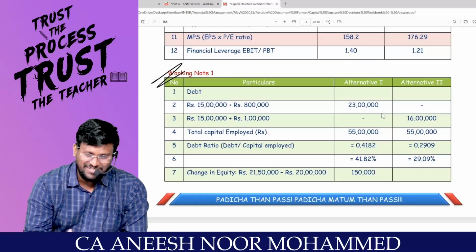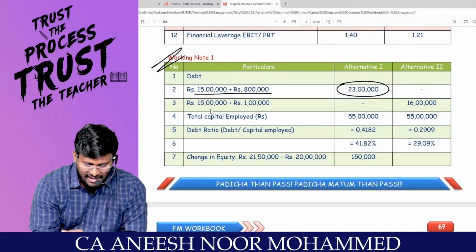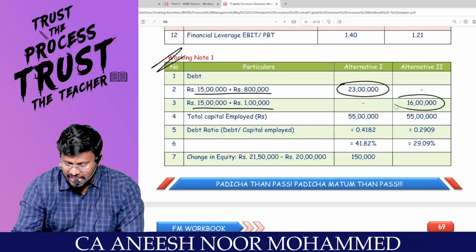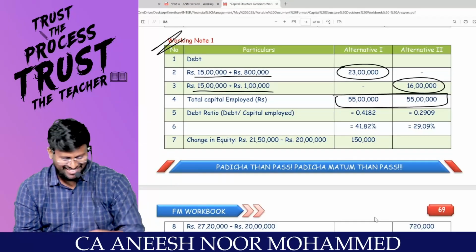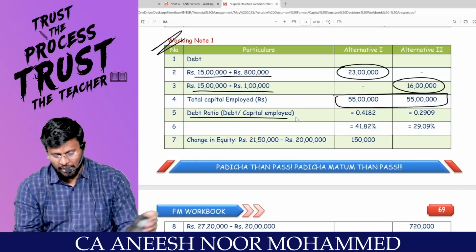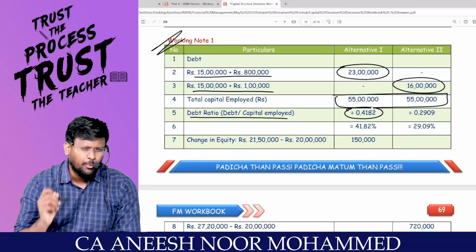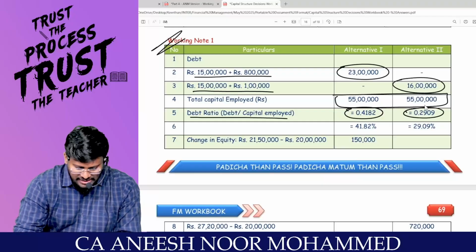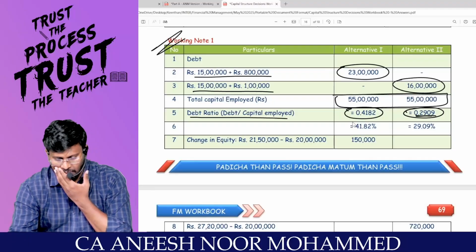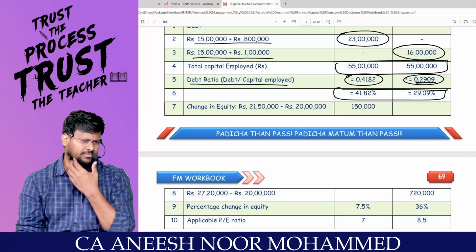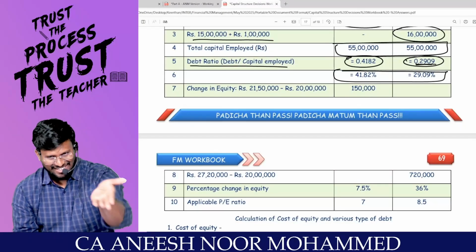Sir, debt 15 lakhs existing plus new, total 23 lakhs. Then 15 lakhs plus 1 lakh, 16 lakhs. Total capital employed 55 lakhs, already we worked out. Now the debt equity ratio: debt 23 lakhs divided by 55 lakhs into 100 is 41.82% debt. Here 16 lakhs divided by 55 lakhs comes to 29.09% debt. At what level does it become a problem?